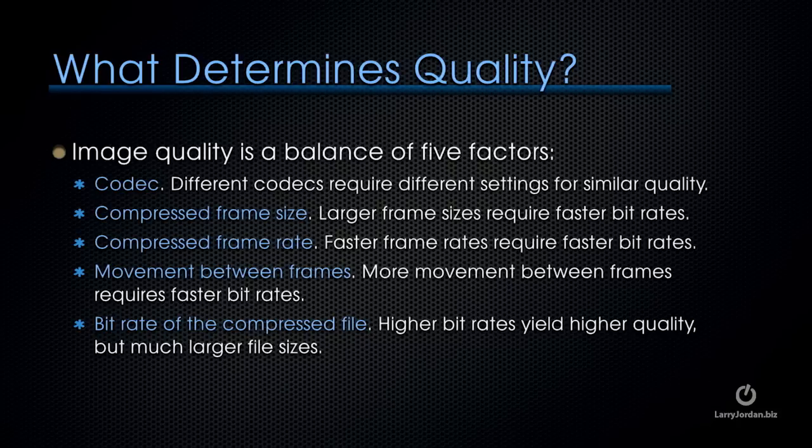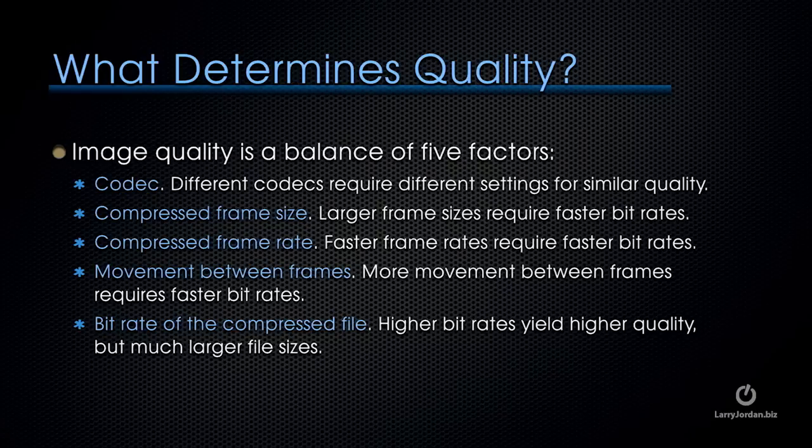The compressed frame size, the larger the frame size, the faster we have to have a bit rate. We just saw as the number of pixels increases, the amount of data, the bandwidth, the data rate, has got to increase as well. Compressed frame rate. The faster frame rate, if you're going 24, it's going to be easier to compress than 25 or 30 or 60 frames a second. Now, given the way the compression algorithms work today, that's less important than it was, say, 10 years ago, but it's still relevant.